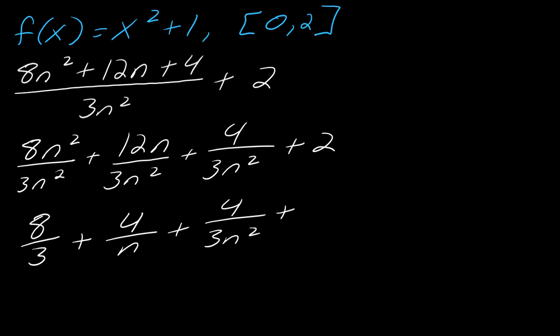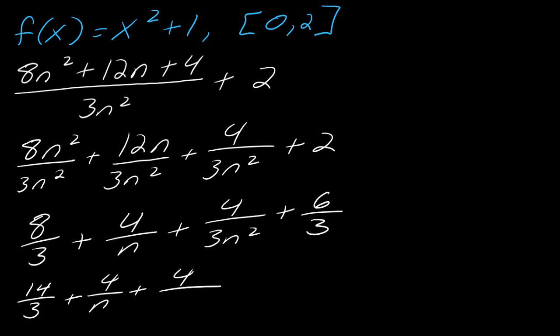Now I want to rewrite this 2 as a fraction over 3 so I can combine it with the 8/3. So we'll rewrite the 2 as 6/3. Now I can write this in the most simplified form possible. So this is 14 over 3 plus 4 over n plus 4 over 3n squared.